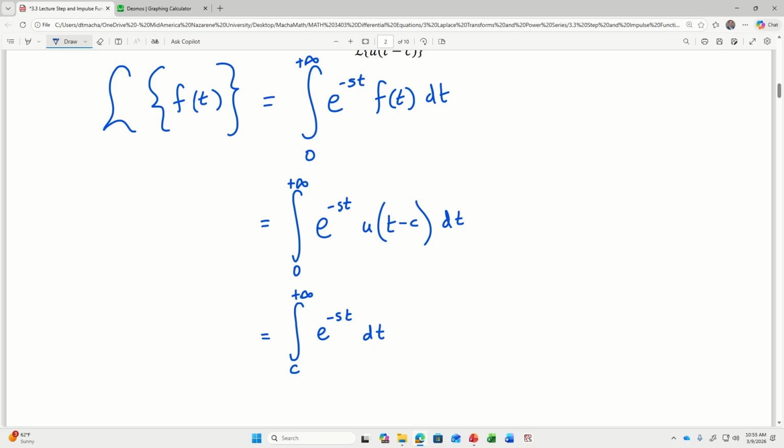So if I just start my integral at c for the lower bound, then I'm starting at the point where the unit step function is equal to 1, and 1 times e to the negative st is just e to the negative st. Everybody feels good about that?